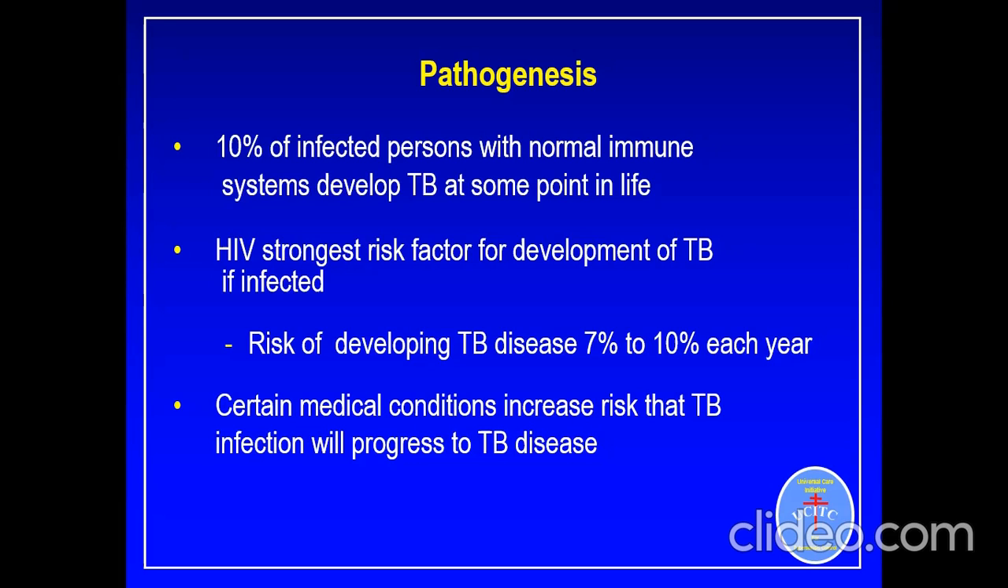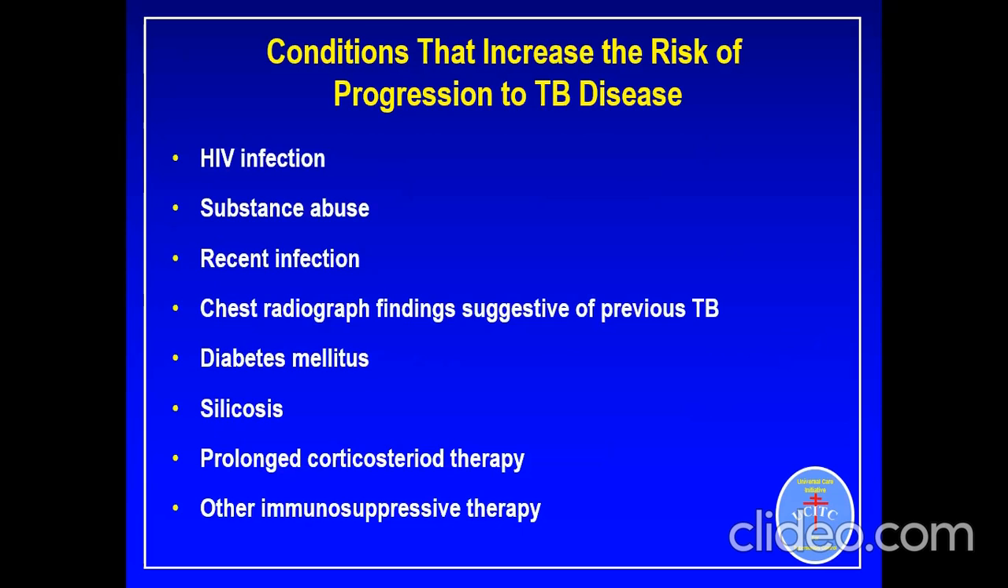And then there are certain other medical conditions which increase the risk that tuberculosis infection will progress to TB disease, such as, as I already mentioned, HIV infection, and substance abuse, of course, because of the poor hygiene, poor immunity, poor nutrition. All these factors affect the person, and therefore there's an increased risk of progression to TB disease. A recent infection is likely to progress to active disease. We do not know the pathogenesis of this, but it has been reported.